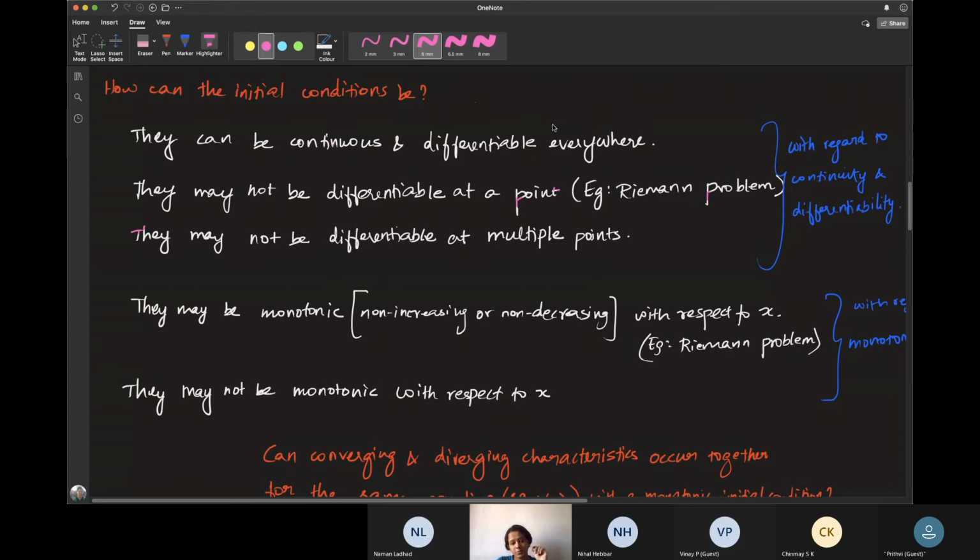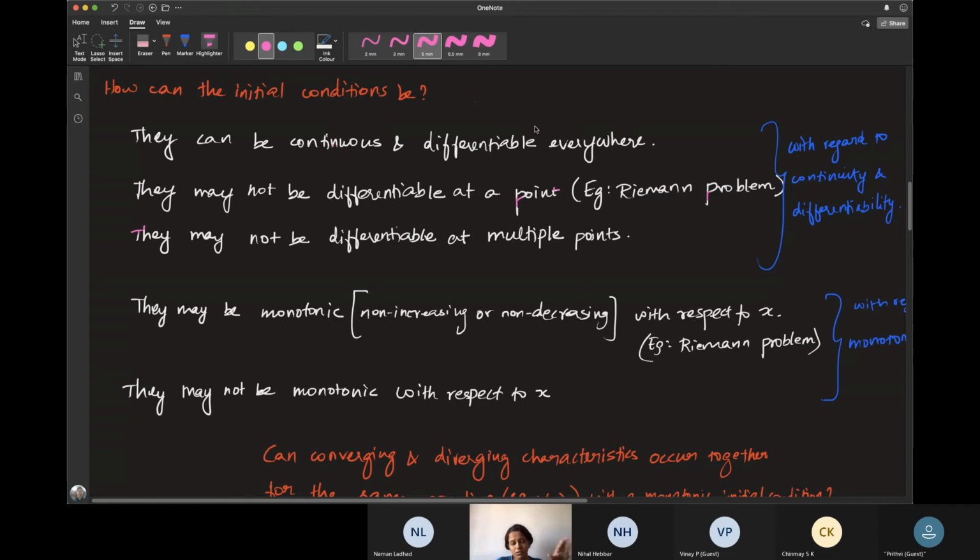That is, we identify some specific point x naught in X, and at that point we'll introduce a discontinuity in your function. To the left of that point you'll have a constant solution, and to the right of that discontinuity you will have some other constant for u.